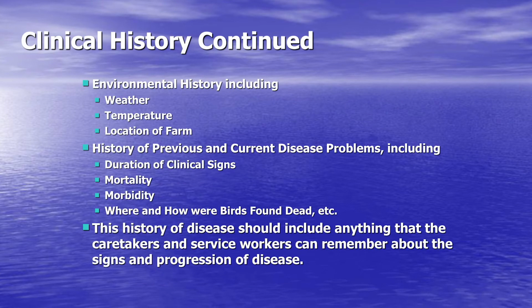Other things, environmental history: you can put in there what the weather was doing when this first started, for example, what the temperature was doing. Where's the farm located? And then any history of problems in the past, such as how long did the clinical signs last? What was your mortality associated with that problem? What's the morbidity? Now, the mortality is the number of birds dead. The morbidity is the number of birds ill. Where and how were the birds found dead?